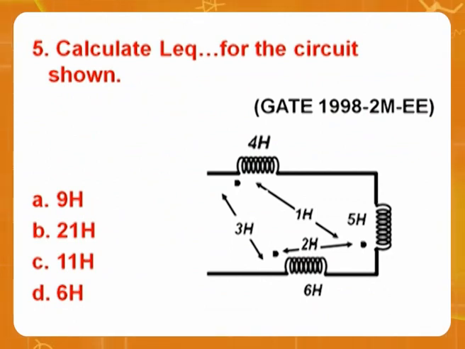Problem 5. Calculate L equivalent for the circuit shown in figure. This also is given for 2 marks because there are too many couplings. Whenever there is a single coupling, they are giving 1 mark. If you have more couplings, they are giving 2 marks.